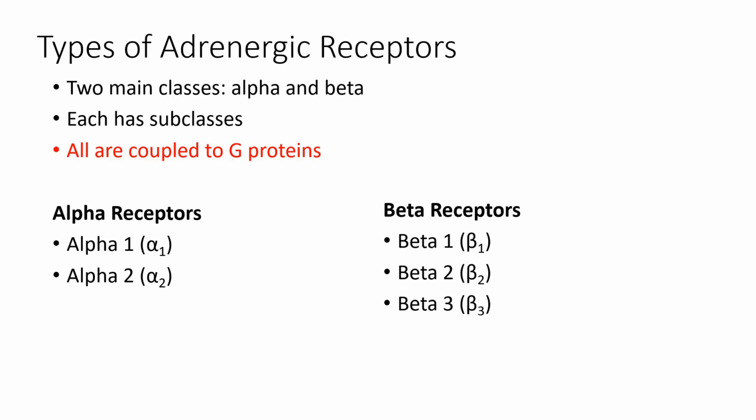Now, these are all coupled to G proteins. So these are all metabotropic receptors, right? There are no fast adrenergic receptors. Okay, I'll say that again. There are no fast adrenergic receptors. All adrenergic receptors are metabotropic receptors in that they are all slow in their response and they are all coupled to a G protein. Okay, so that's alpha 1, alpha 2, beta 1, 2, and 3. The difference between these types of receptors is their affinity. So whether or not they prefer epinephrine or norepinephrine, as well as their specific tissue location. Okay, and that's what we'll go on to speak about here.